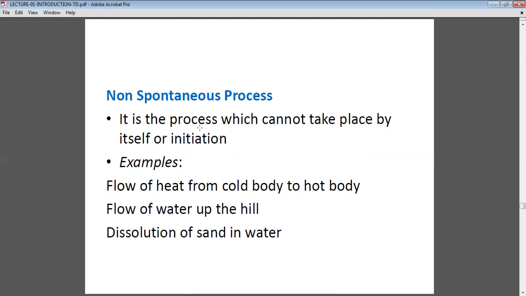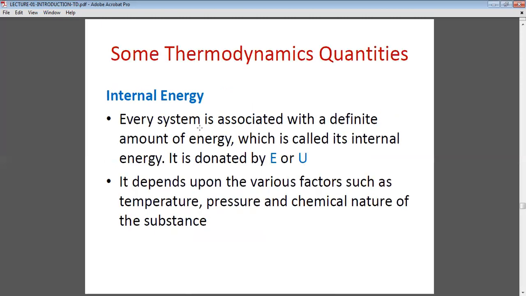And dissolution of sand in water will not take place, and it will also be considered a non-spontaneous process. And some thermodynamic quantities we have to study. Those are, first one, internal energy.